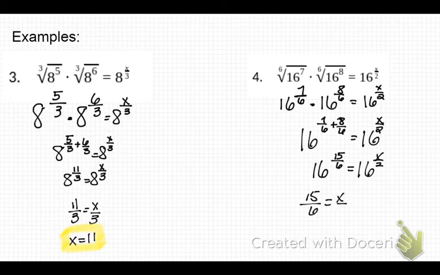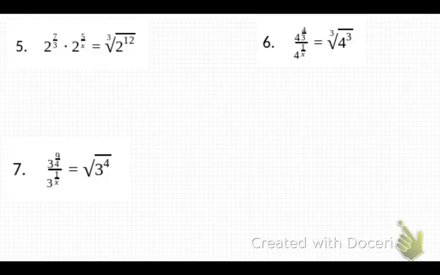Can I cross multiply these? Yeah. And then I would divide. But can I also simplify one of the fractions? Yes. I divide by 3. And I get 5 over 2 equals x over 2. So what does x equal? Perfect. Is that okay so far?